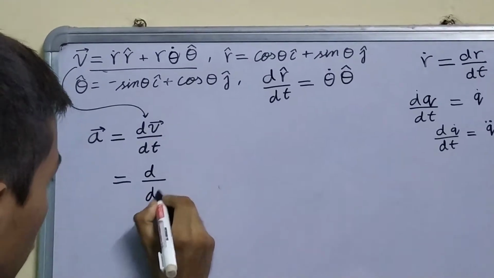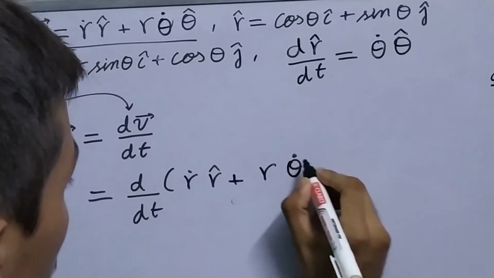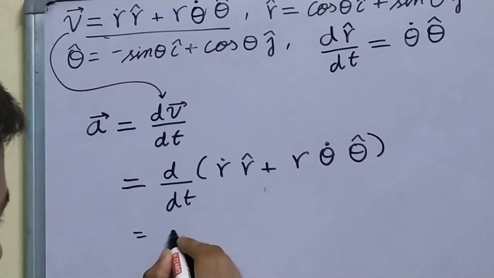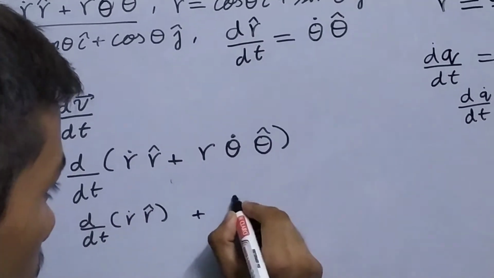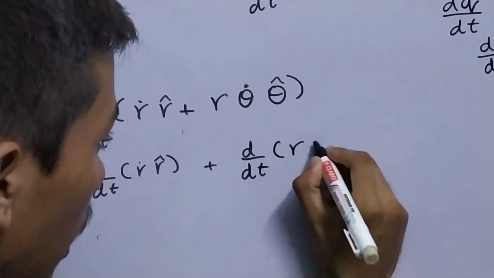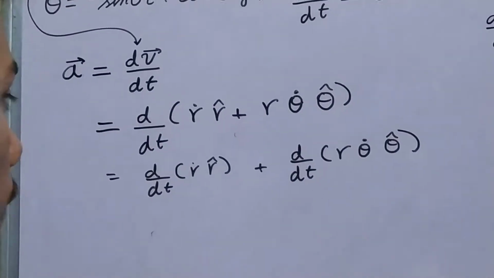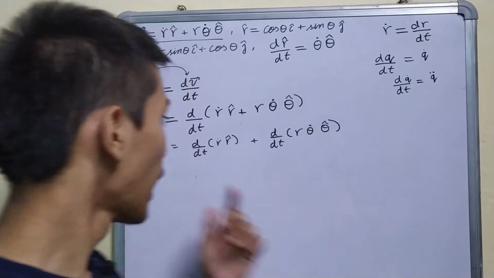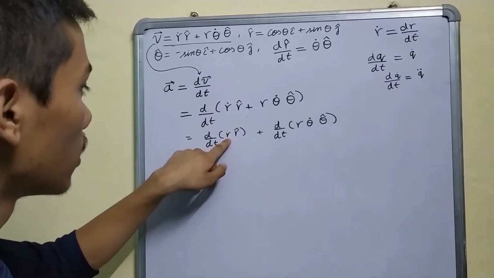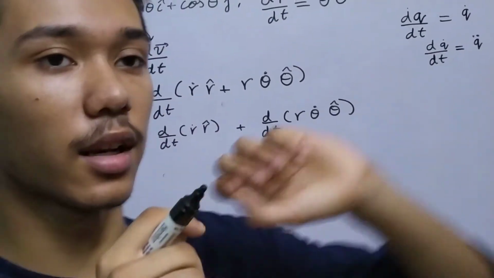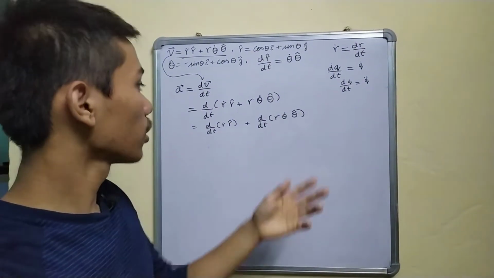So it's d by dt of r dot r cap plus r theta dot theta cap, which is d by dt of r dot r cap plus d by dt of r theta dot theta cap. So we have made no assumptions on any of these quantities. Your radial velocity need not be constant. It can accelerate radially outward, and your theta dot may not be constant.